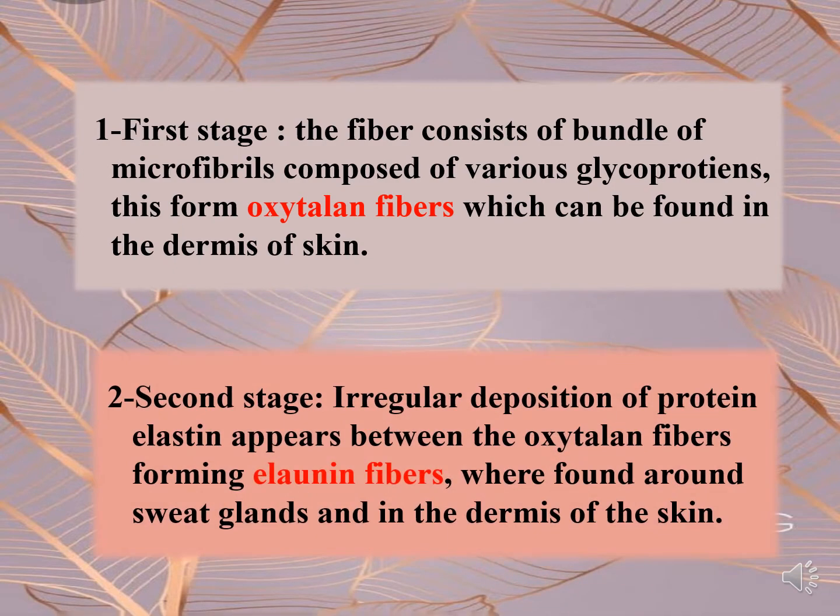In the second stage, an irregular deposition of the protein elastin appears between the oxytalan fibers, forming elaunin fibers.